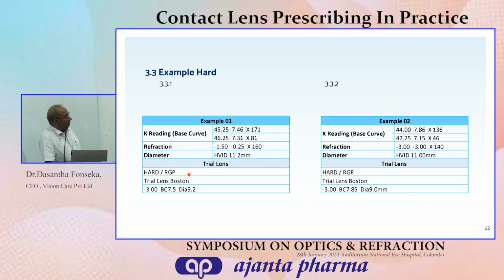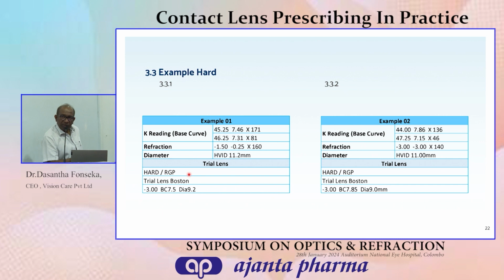In the hard lens, now, the same patient, 7.46 is the flatter curve. We fit to the flatter curve, so we go for 7.5 as the closest trial lens, and the trial lenses are available from minus 3. We reduce 2.2 millimeters from the diameter, so the diameter is 9.2. We put this trial frame on and do an over refraction. When we do an over refraction, we will end up with maybe minus 1.5.